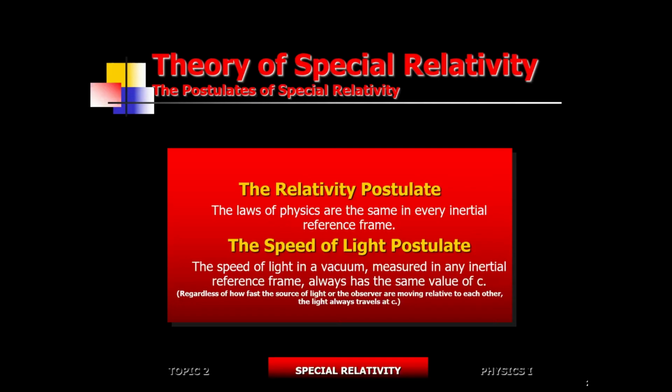These are not scientific facts. Einstein is saying, I'm making assumptions. I'm going to build a theory based upon these assumptions, all right? And then I will test the prediction set. So postulate means an assumption.